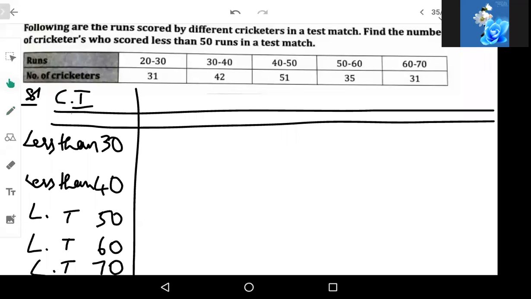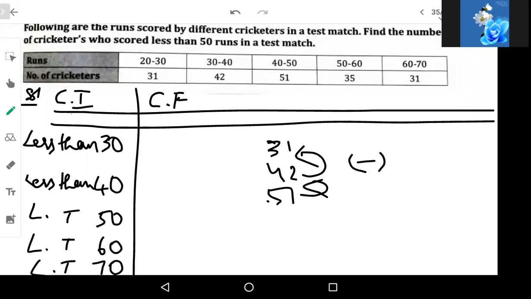If you remember, whenever there is an open-ended class interval of less than or more than, the frequencies would be cumulative frequencies. We used to add the values to get cumulative frequency, and we used to subtract the values to get back the frequencies. If you remember, we have learned this in the previous semester. So here they have given us normal frequencies. We have to convert them to cumulative frequency. How do we do that?